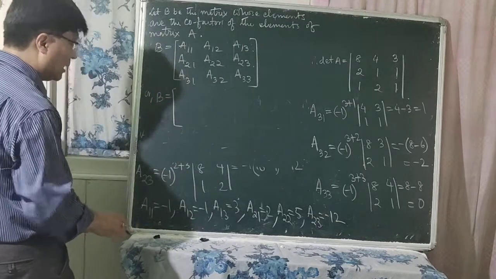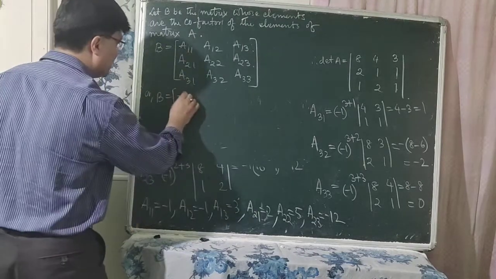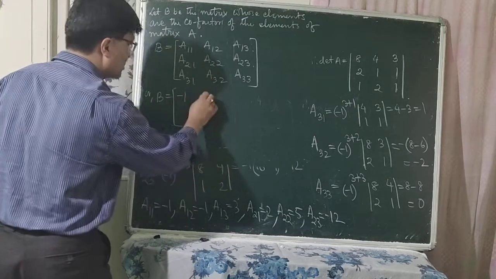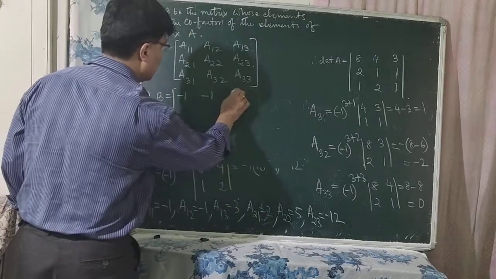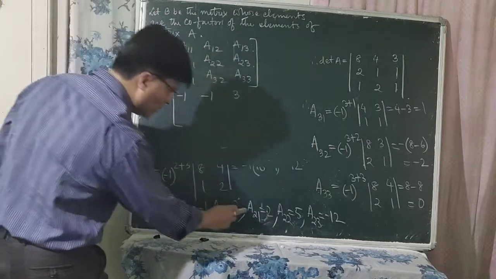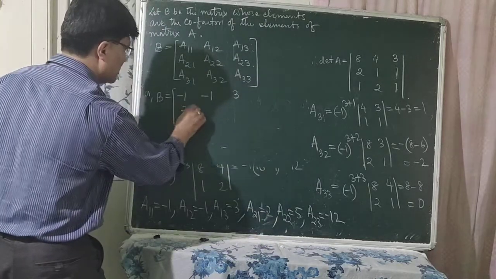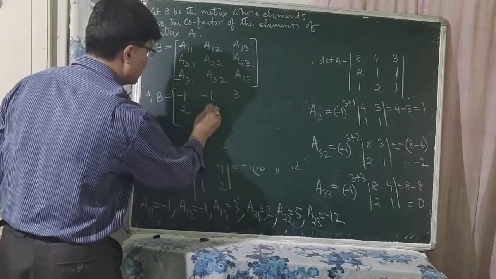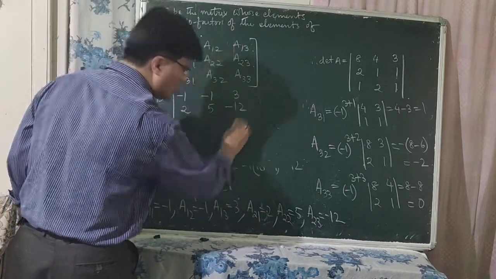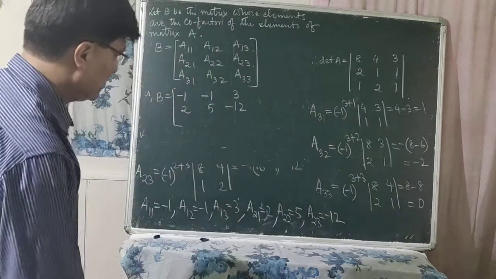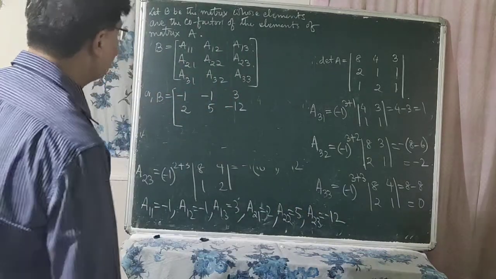What is this A11? A11 is -1. What is A12? This is also -1. What is A13? A13 is 3. Right? What is A21? It is only 2. A22 is 5. And A23 is -12. Isn't it? A23 is -12, right?